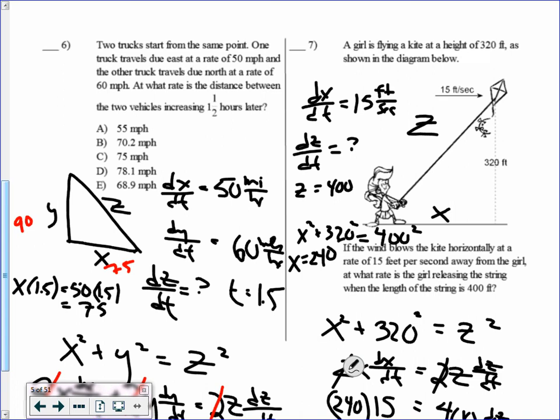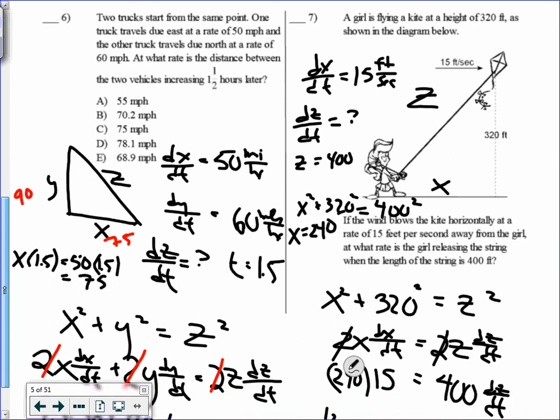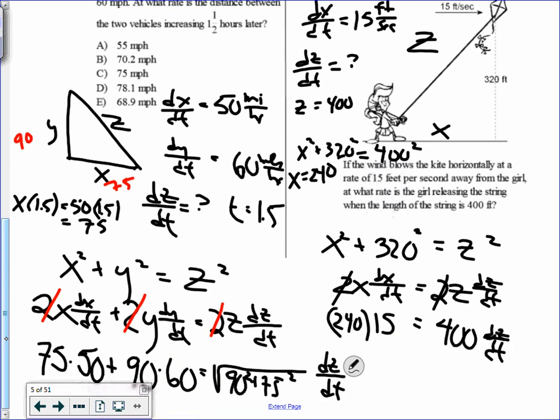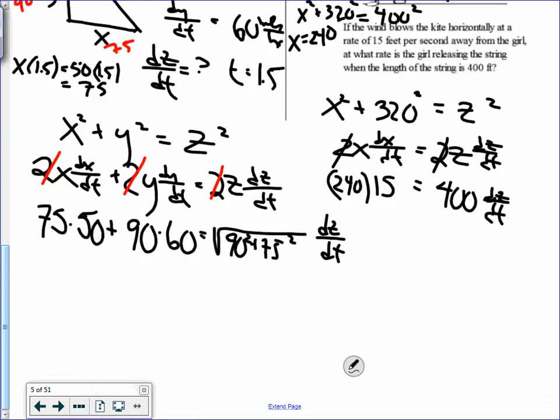This was probably the hard part for you, because it didn't say when x equals or when y equals. It said when t equals 1.5, right? So kind of the same start as all the other times. We start out with Pythagorean theorem. X squared plus y squared equals z squared.